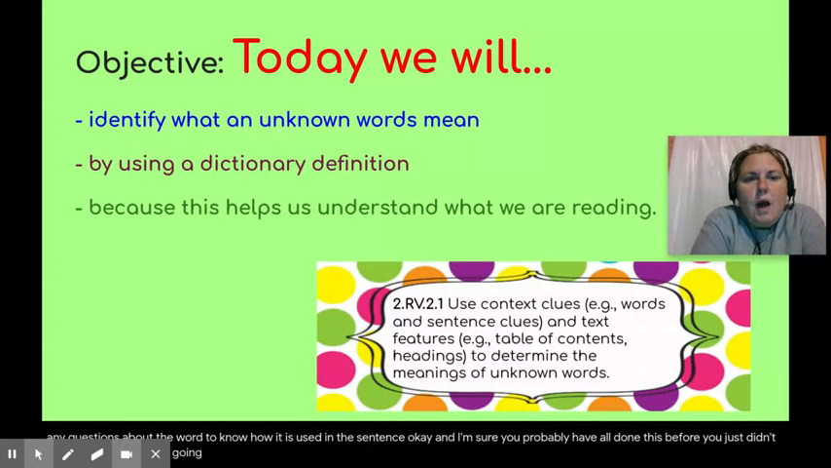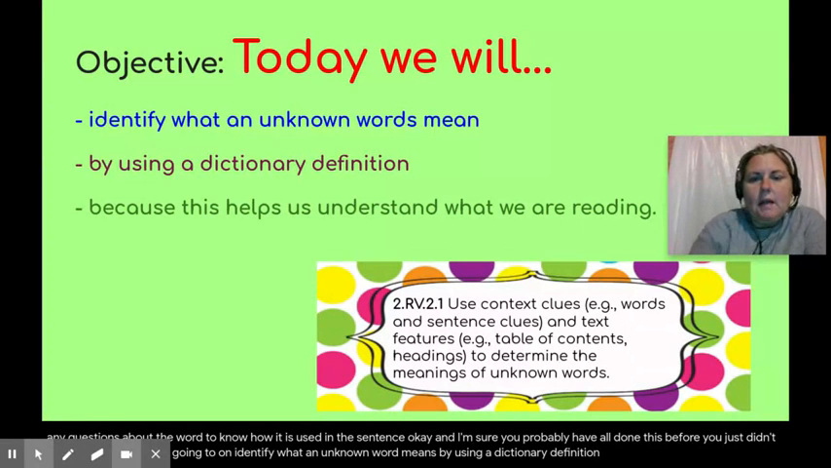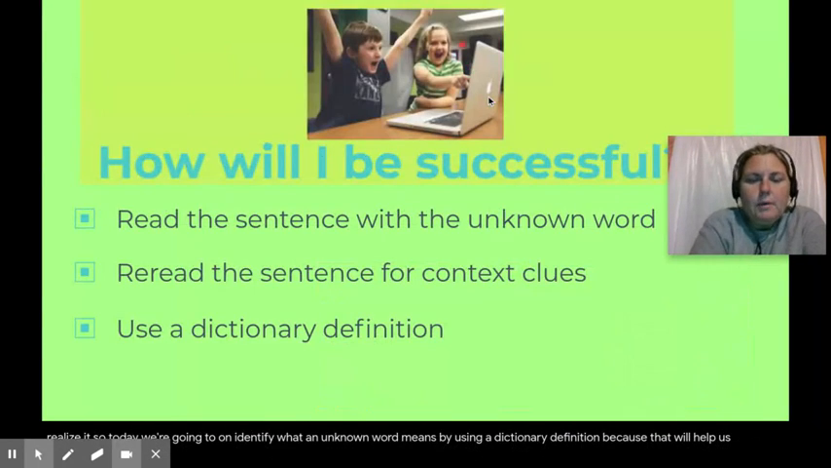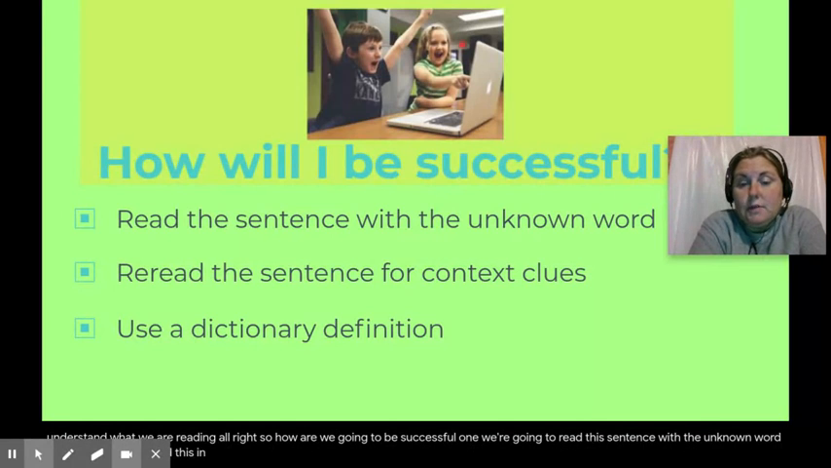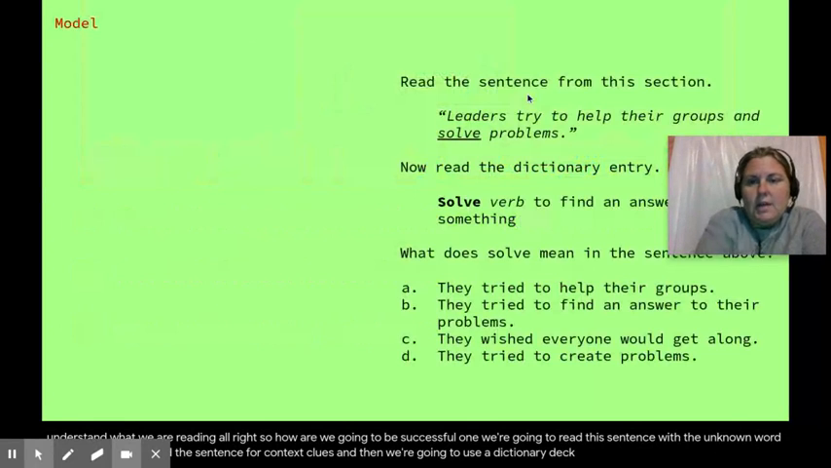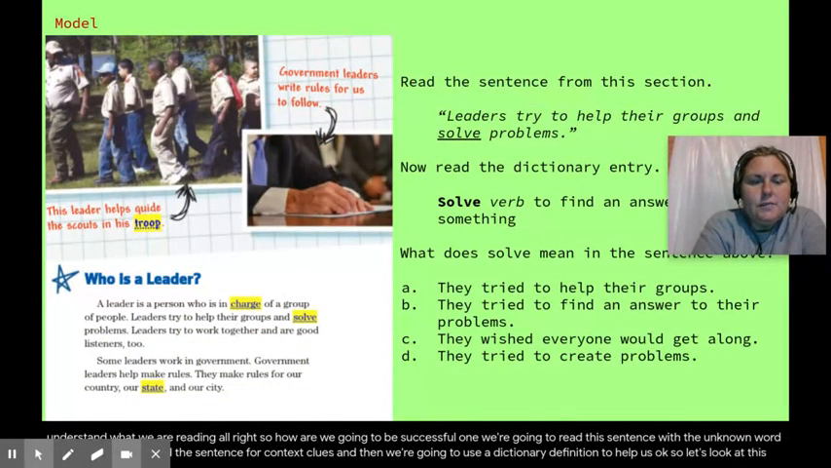So today we're going to identify what an unknown word means by using a dictionary definition, because that'll help us understand what we are reading. All right, so how are we going to be successful? One, we're going to read the sentence with the unknown word. Two, we're going to reread the sentence for context clues. And then we're going to use a dictionary definition to help us, okay? So let's look at this first question.